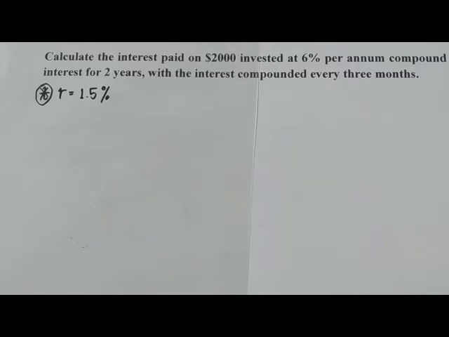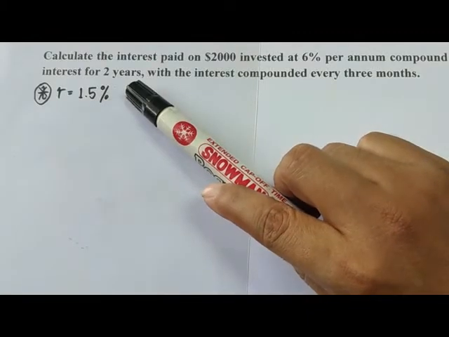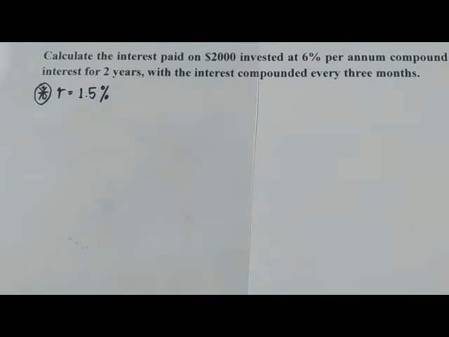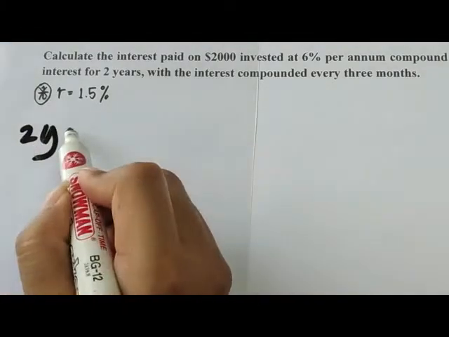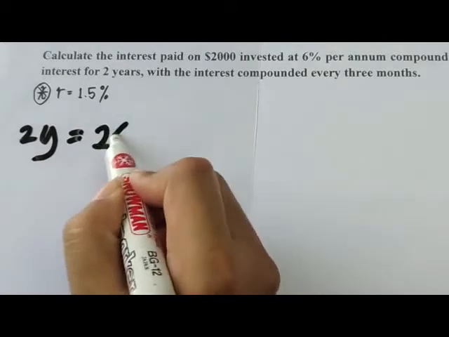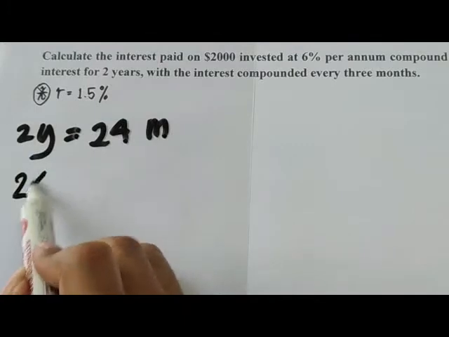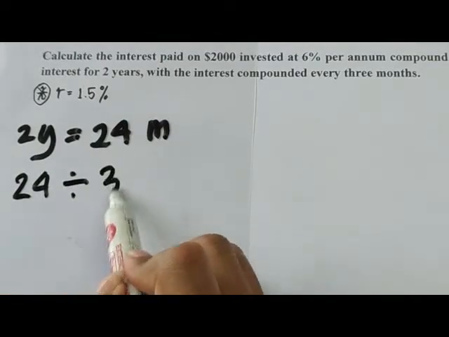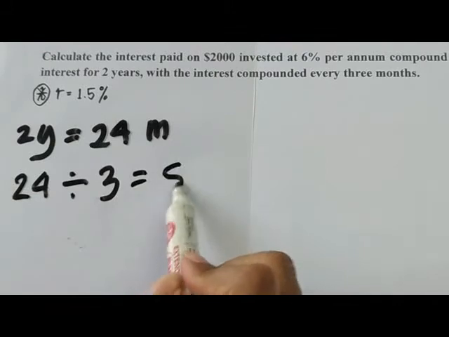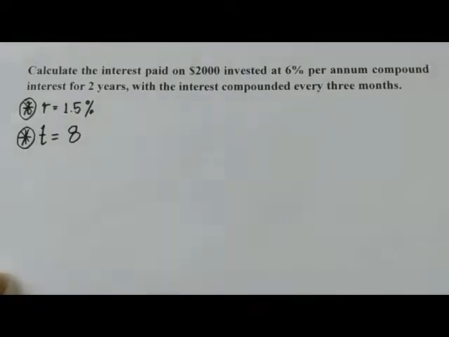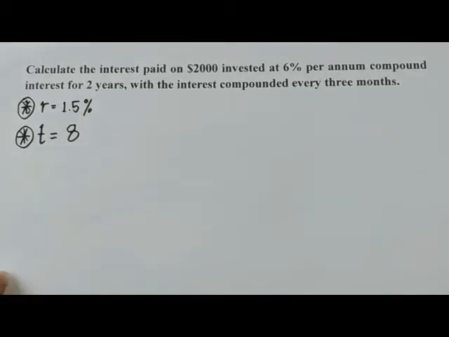The next thing that we're going to find is how many times the interest will compound. In this problem, we know that it will be compounded for 2 years, every 3 months. We know that 2 years equals 24 months. So 24 months divided by every 3 months equals 8. So the T, or how many times it will compound, is 8 times.